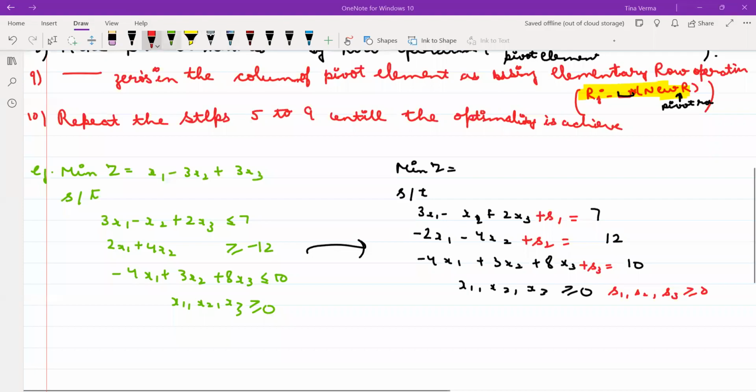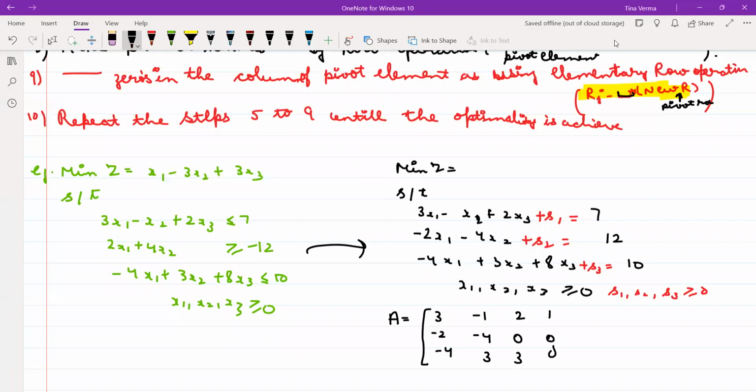When we will start, how can I write my A matrix? My A matrix is nothing but all the columns. The column of x1 is 3, minus 2, minus 4. The column of x2 is minus 1, minus 4 and 3. The column of x3 is 2, 0, 3. And the columns of S1, S2, S3 are 1, 0, 0, 0, 1, 0, 0, 0, 1. Is it clear?